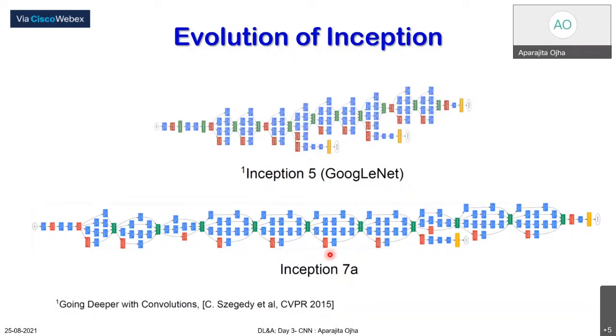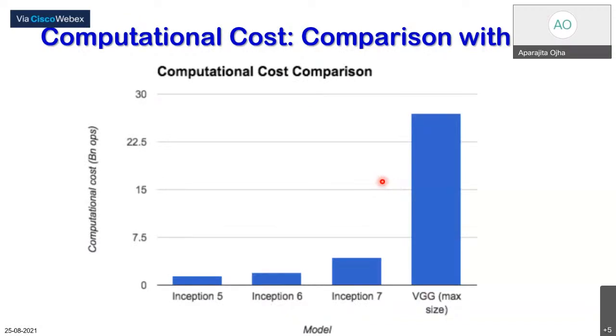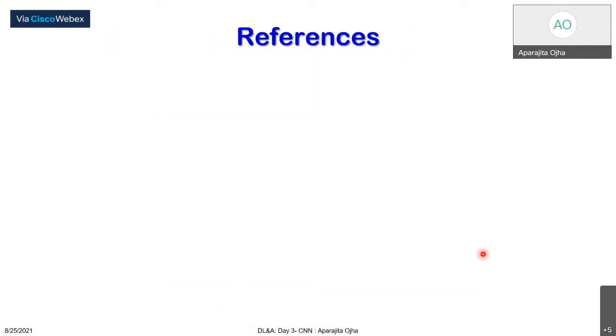And I must tell you that LeNet is especially to give credit to the fellow LeCun, who introduced the concept of convolutional neural network. If you see the computational cost comparison with VGG, in spite of the fact that Inception 7 is much heavier compared to the previous Inception module in terms of billions of operations per second, you can see the computational efficiency of the Inception module.